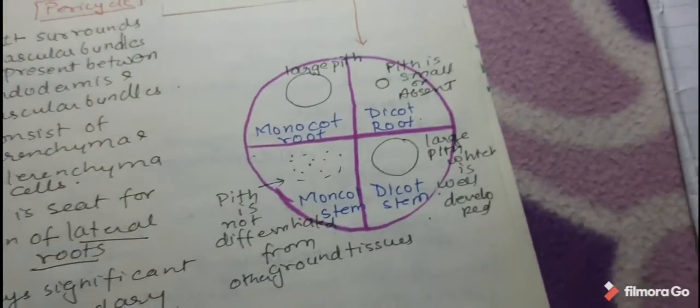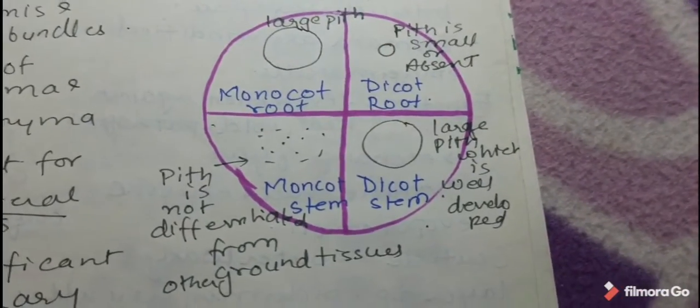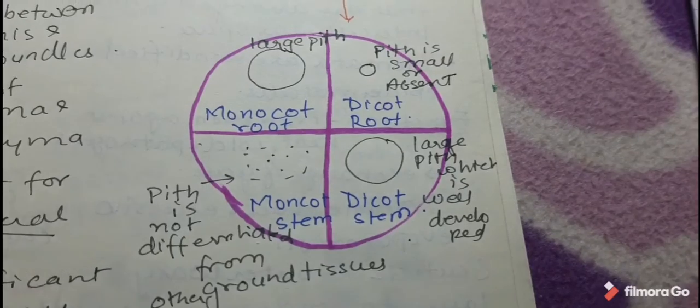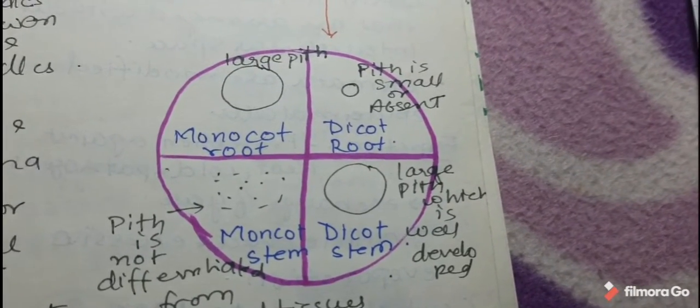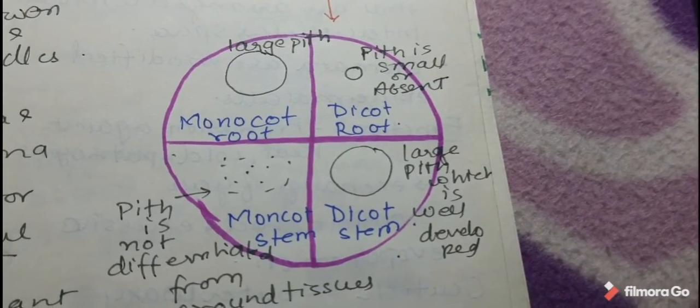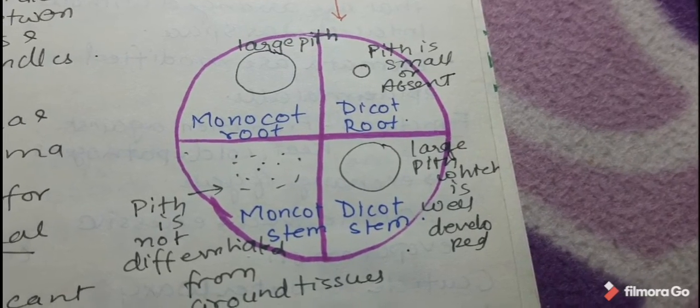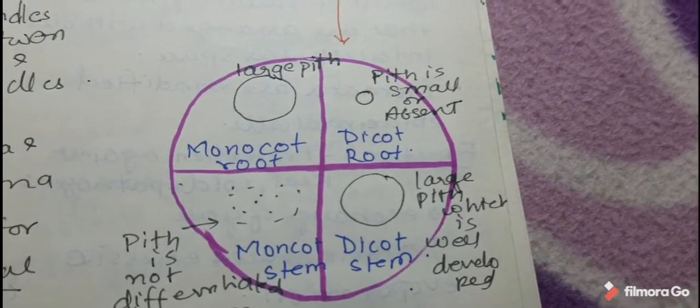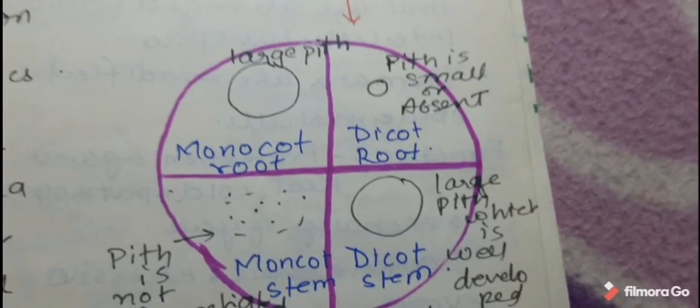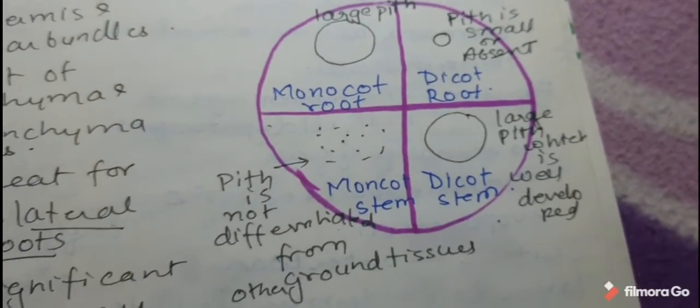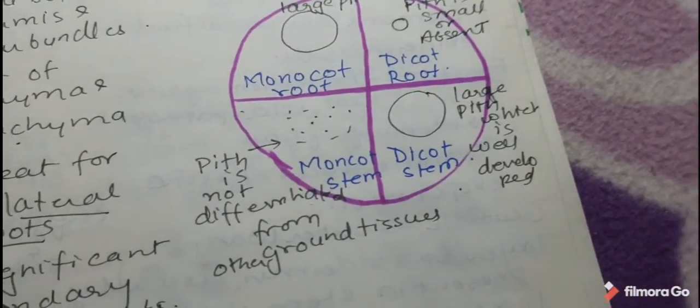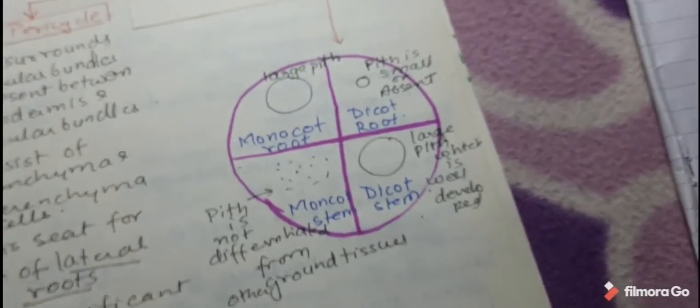So if you look at the pith, how it is organized in monocot stem and dicot stem and root. So monocot root, they have large pith. Even dicot stem, they have large and well developed pith. But if you see dicot root, the pith is very small or absent, but you cannot differentiate the pith in monocot stem.